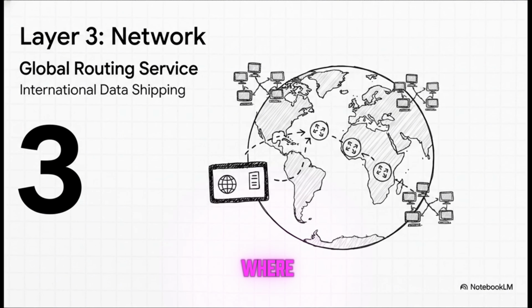And this is where things get really cool. Layer 3, the network layer. If layer 2 was the local mailman, layer 3 is the entire global shipping network. This layer takes data and puts it into packets, then stamps it with a logical address, your IP address, so it can travel across thousands of different networks all over the world to get to its final destination. This is what makes the internet possible.